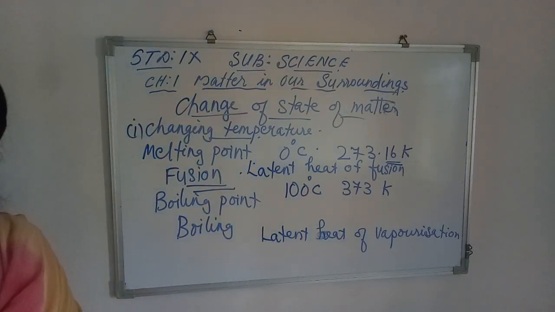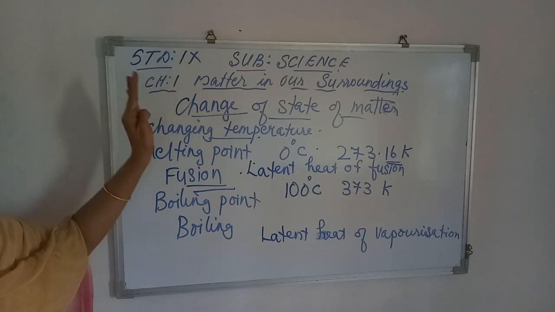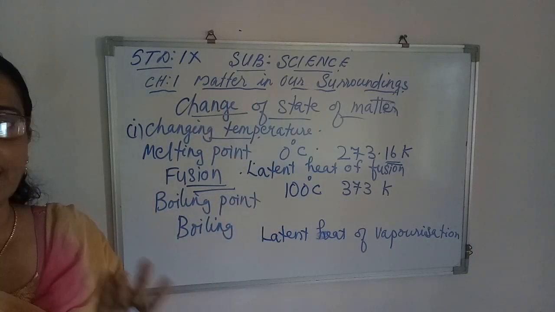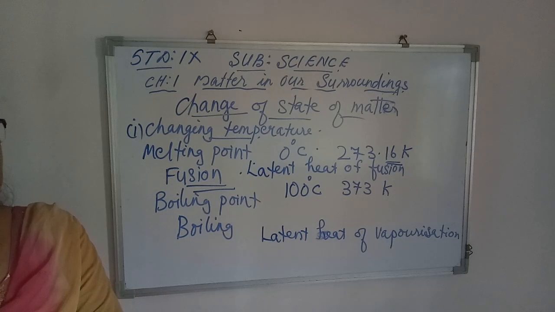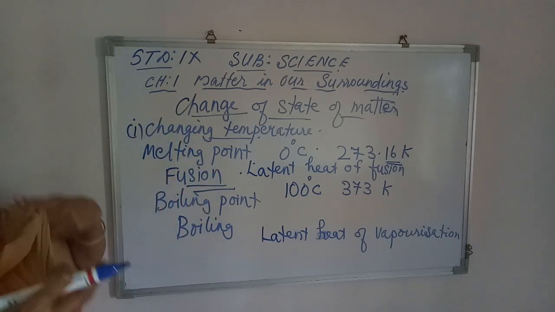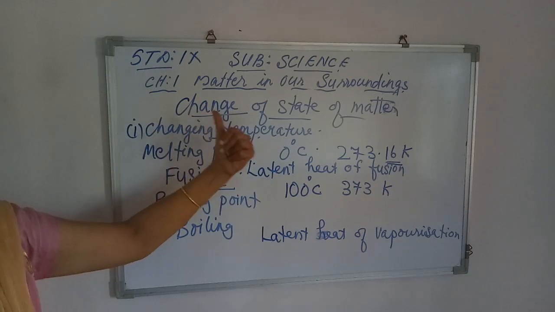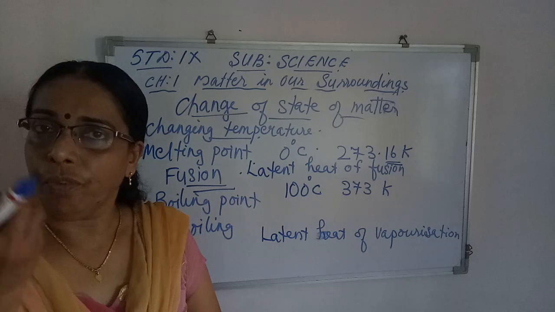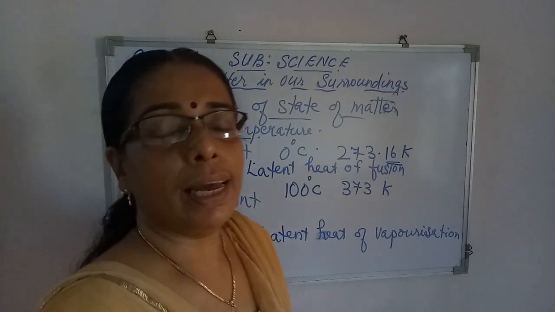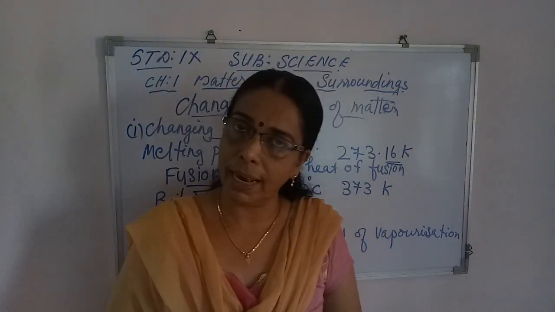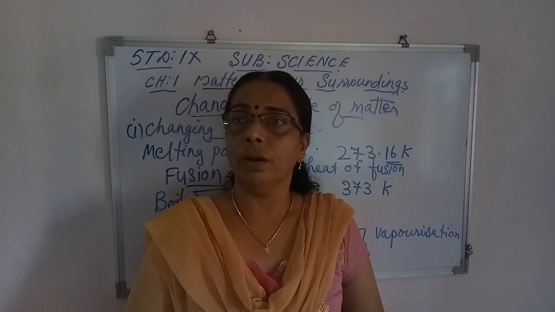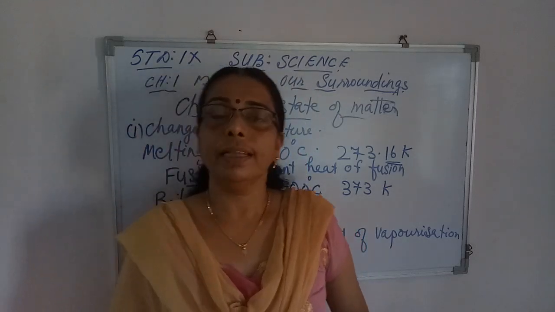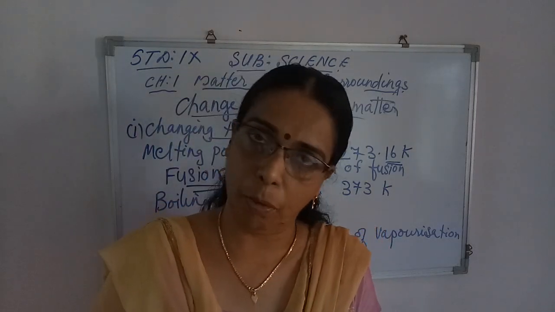So is that clear? Once again, change of state of matter. State of matter can be changed by changing the temperature and also by changing the pressure. Here we are going to study how the state can be changed by changing the temperature. For that, in one activity I told you to take about 150 gram of ice in a beaker. Keep a thermometer in that beaker so that the bulb of the thermometer is in touch with the ice. Then heat it with the help of a burner. Then note the temperature shown by the thermometer.